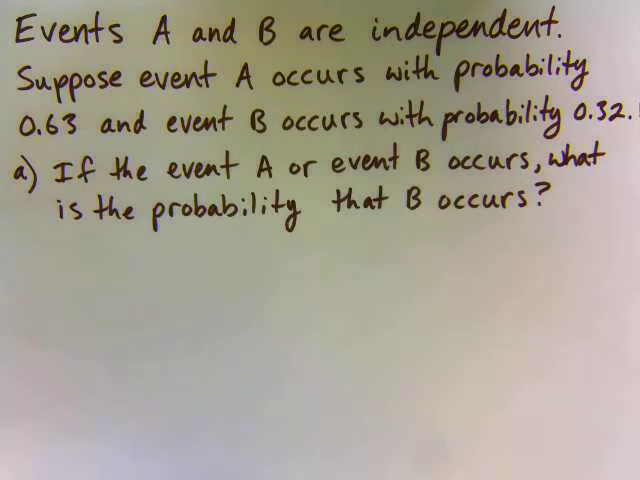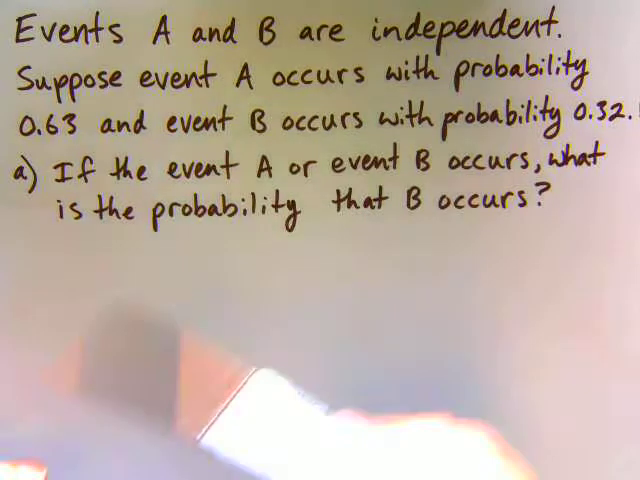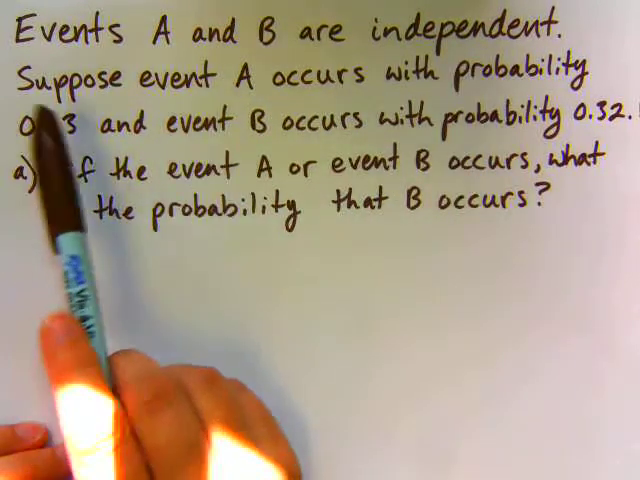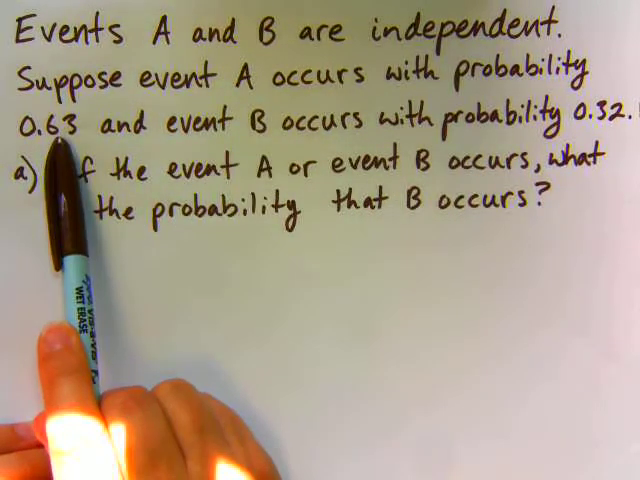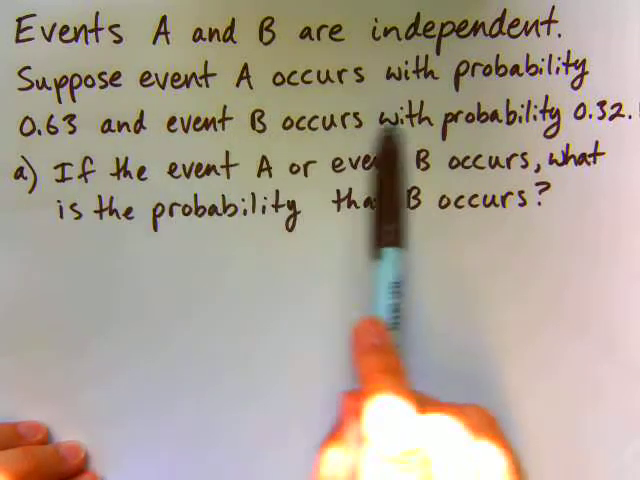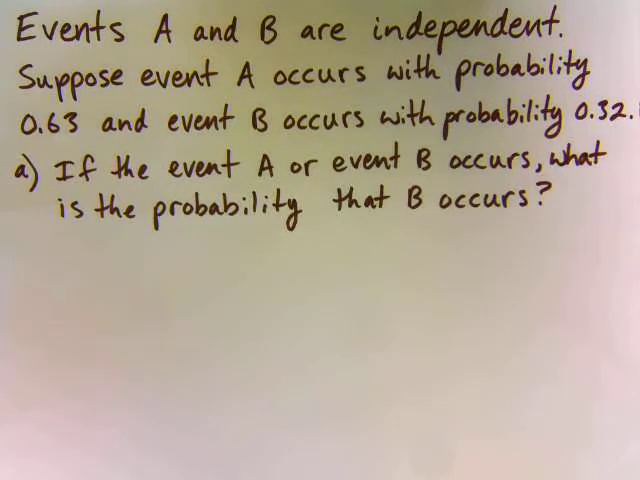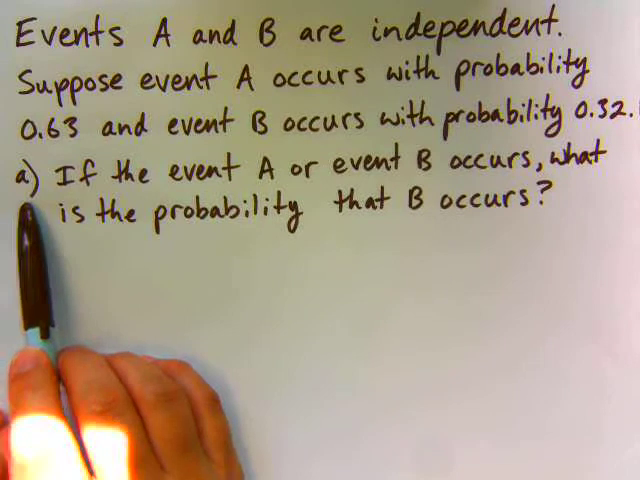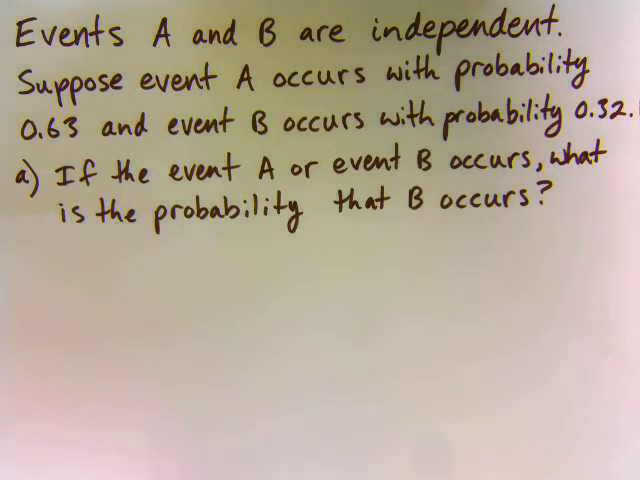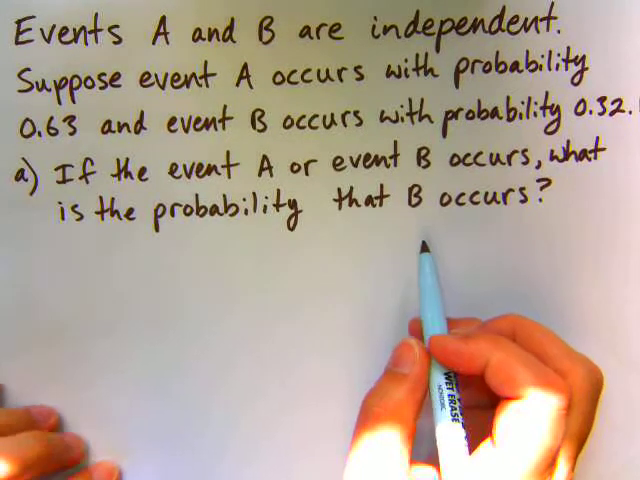Here are some more probability examples. So let's suppose events A and B are independent, and that's going to be important. Suppose event A occurs with probability 0.63 and event B occurs with probability 0.32. And our first question is, if the event A or event B occurs, what is the probability that B occurs?